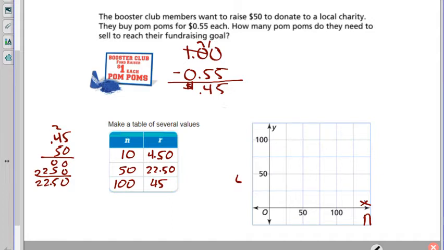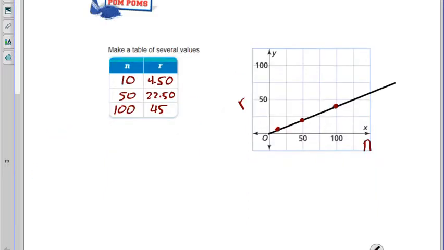Now let's graph it. Here's a plot for each of my points. I plotted 10 for 4.50, 50 for 22.50, and 100 for 45. Let's write an equation to model this situation. I know that 45 hundredths, or 45 cents, times the number of pom-poms sold equals how much I raise. I also know that I want to raise $50, so I can put that in my equation.